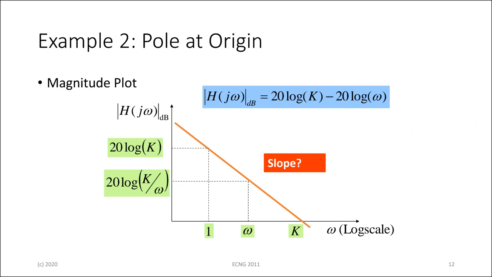Well, let's take some points so we can see what it is. When omega is 1, 20 log of 1 is 0, right? So when omega is 1, the line is at 20 log K. When omega is equal to K, then the line crosses 0, right? So the line goes like this. And at any point in here, that point is 20 log, well, this is a shorthand, 20 log K over omega.